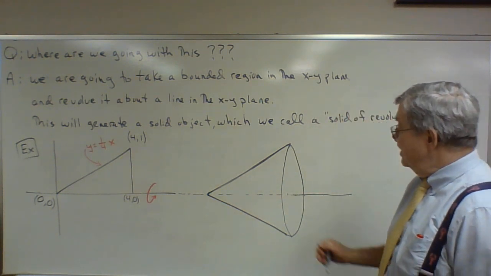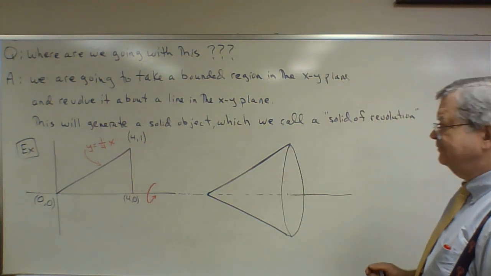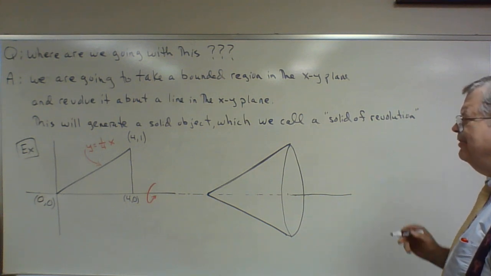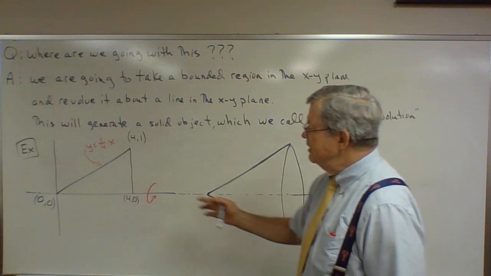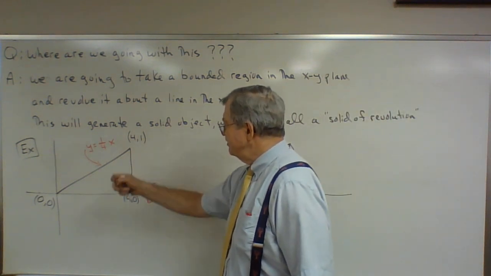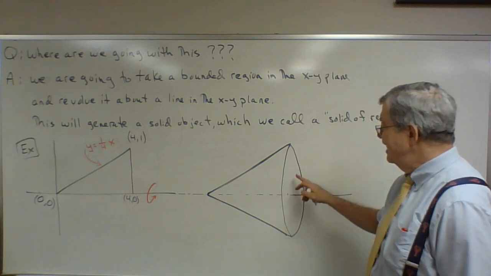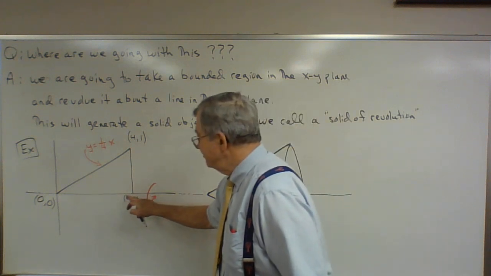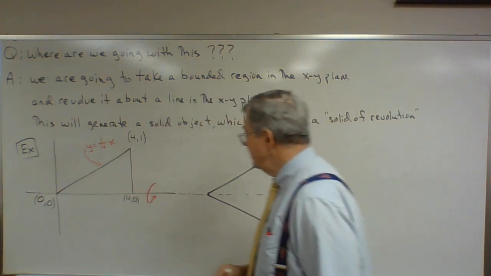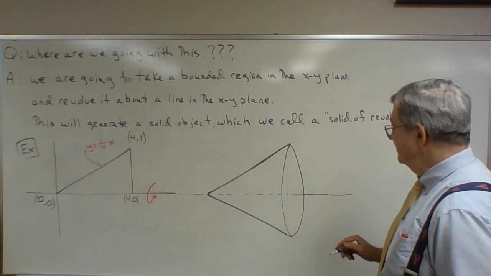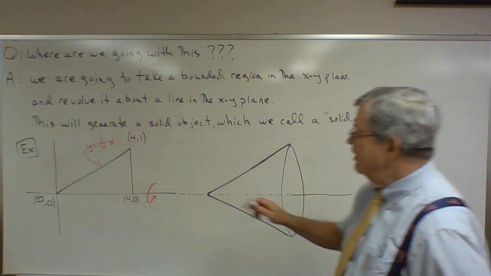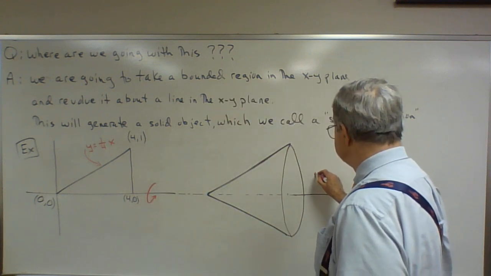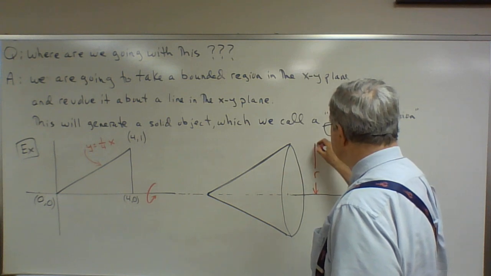And in this case, what we get is a cone. I guess that's all we need to know for now. We take this triangle, revolve it about the x-axis, and the path that it defines is that of a cone. The height of the cone is going to be this distance from 0 to 4. So the height will be 4. And the radius is this distance, which is y equals 0 to y equals 1.